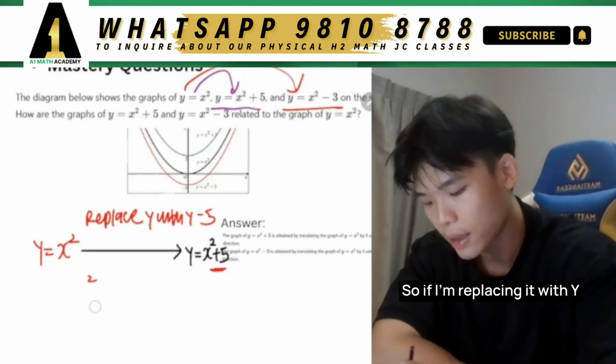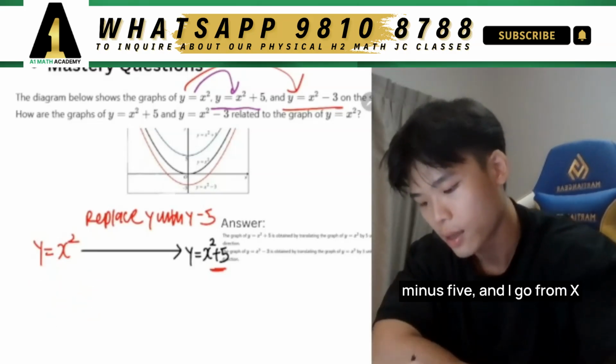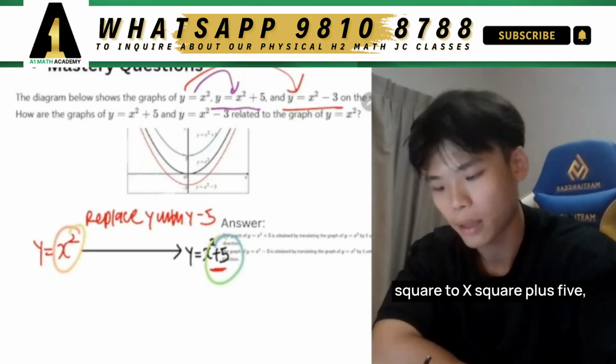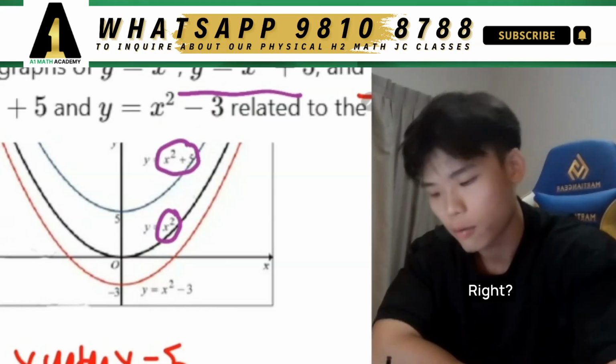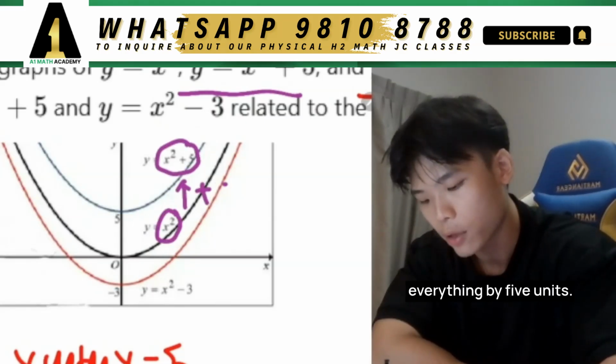So if I'm replacing it with y minus 5, and I go from x squared to x squared plus 5, you can see that the original graph x squared is here, and then the final graph is here, right? So we actually shift up everything by 5 units.